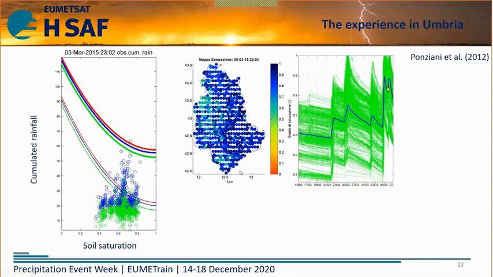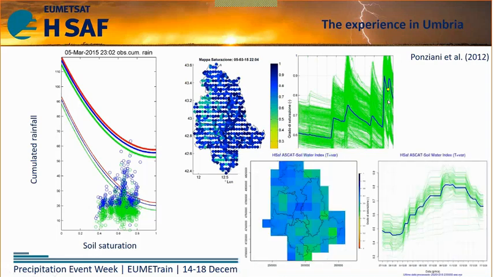The soil saturation conditions are estimated in an operational way every hour through the use of a hydrological model. As you can see here, the green lines represent the soil moisture time series for each grid point, while the blue line represents the spatial average. The soil moisture conditions are also monitored through the use of the HSAF soil moisture product over the region.